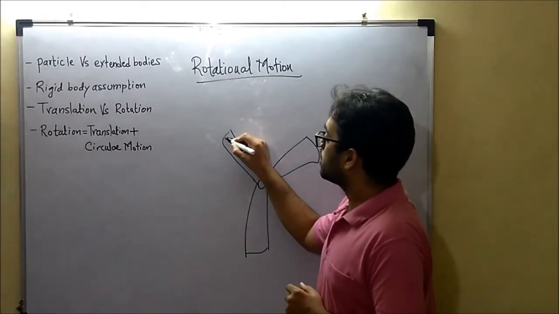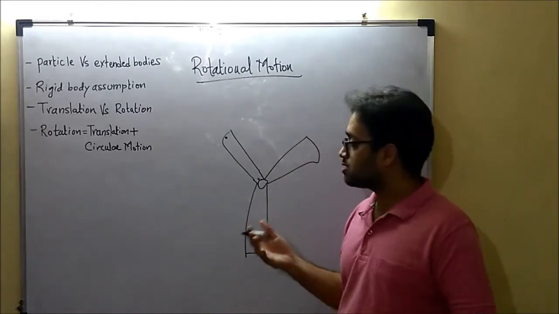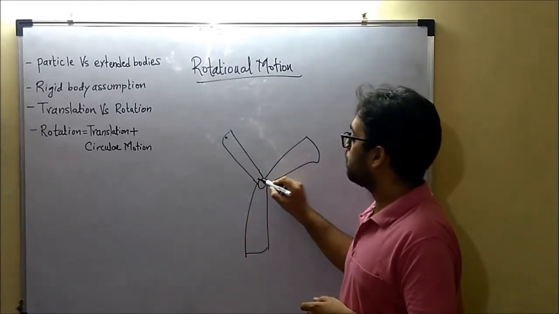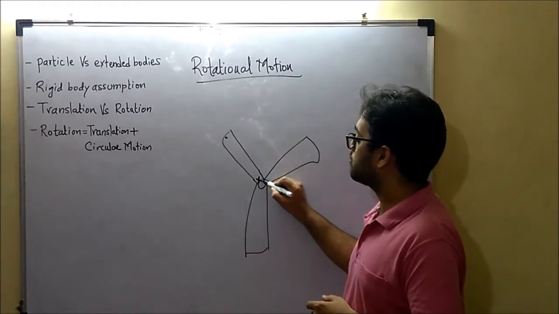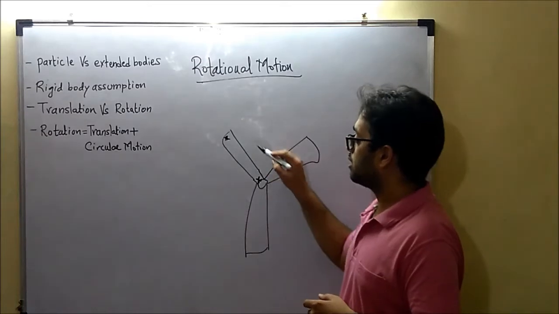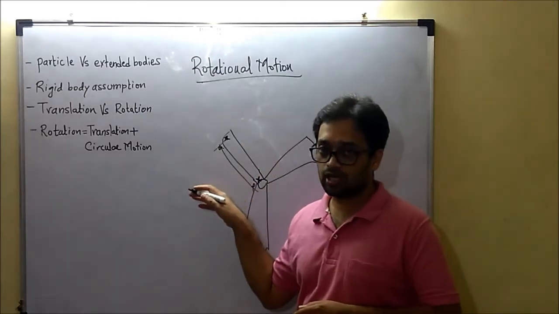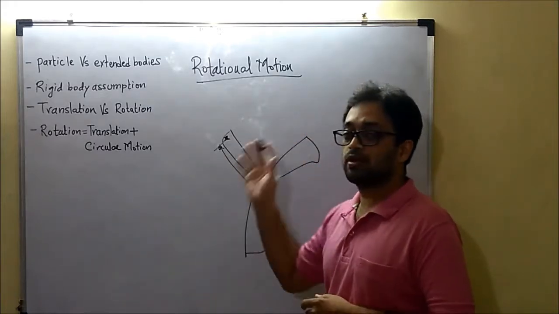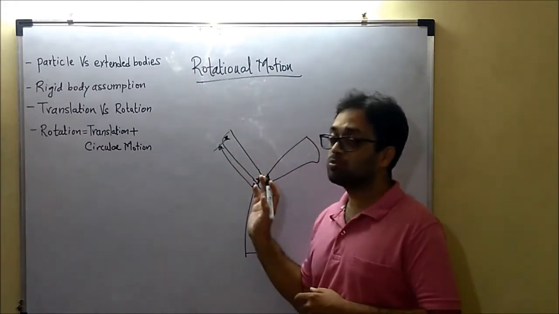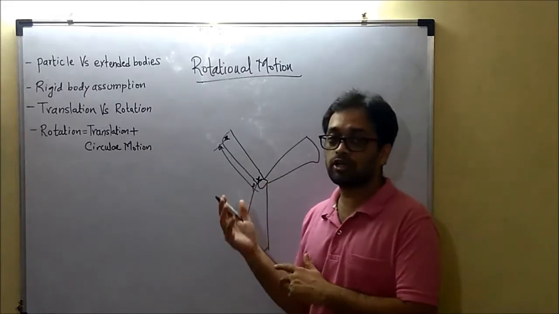Basically, the distance between any two particles of the body throughout the motion doesn't change. So I can mark any two particles of this body. Say one particle which is very close to the center, whereas the other particle is far away from the center. If I measure the distance between these two particles at this instant of time, and then later, after say a couple of rotations, I measure the distance between the two, the distance has to remain the same. If that is the case, we call it a rigid body.